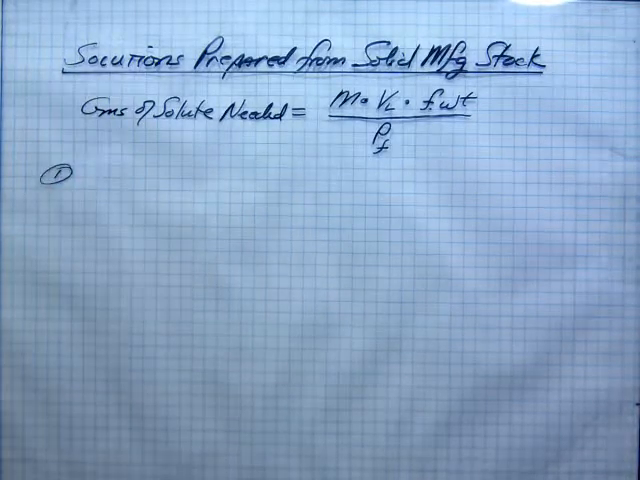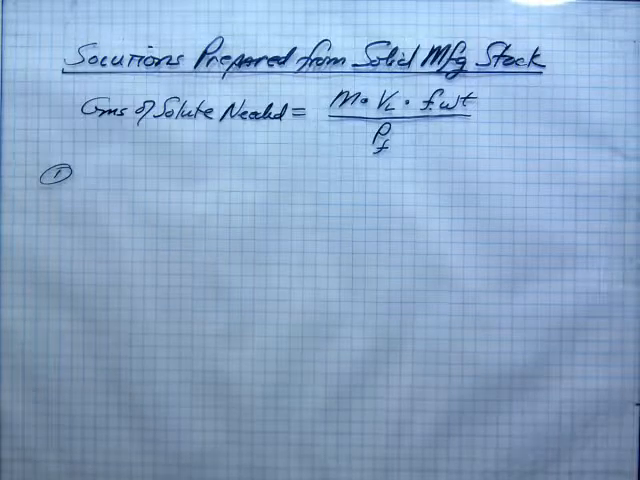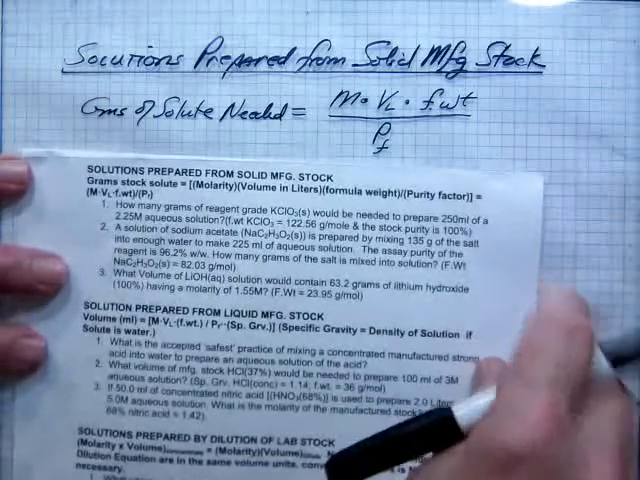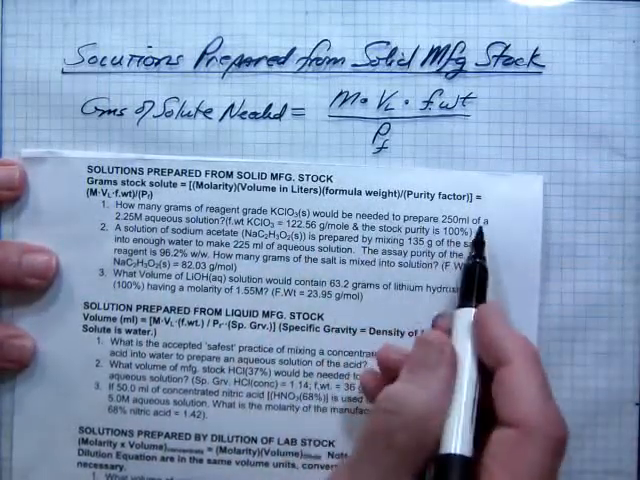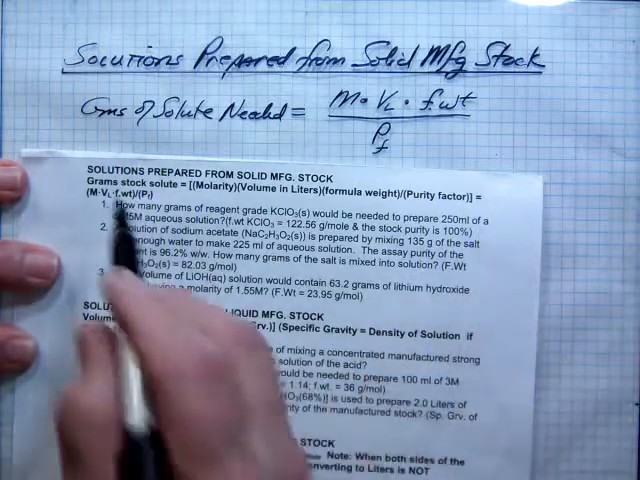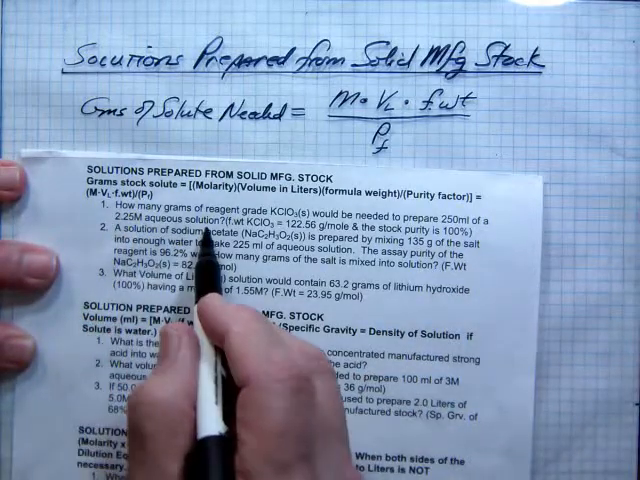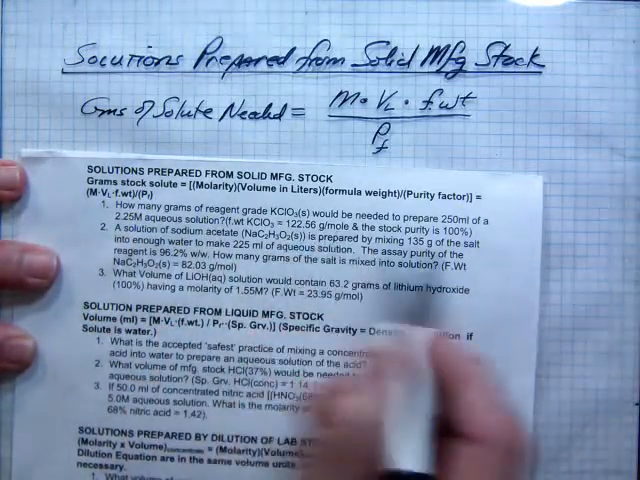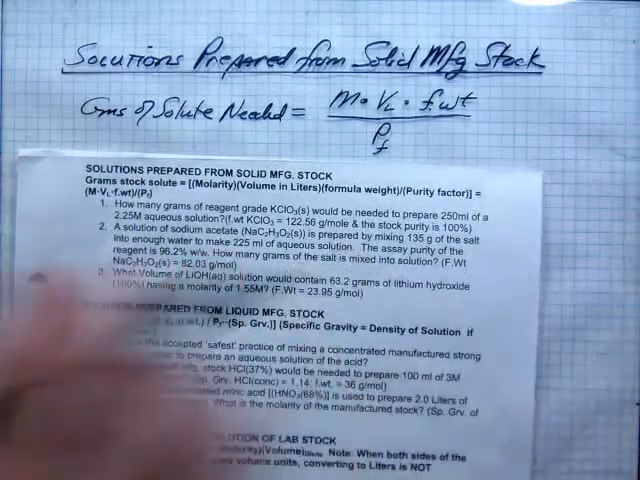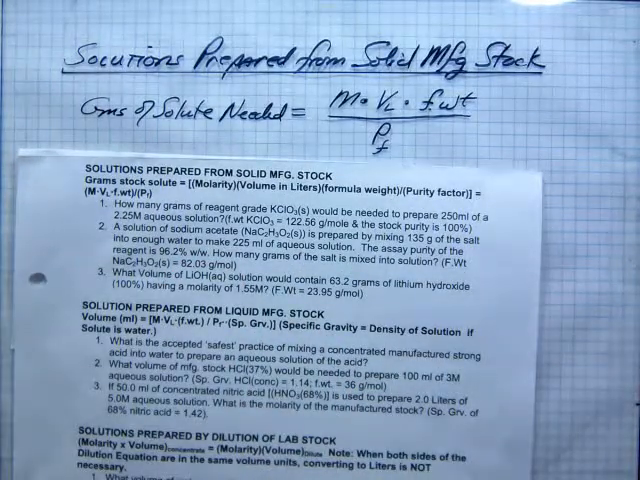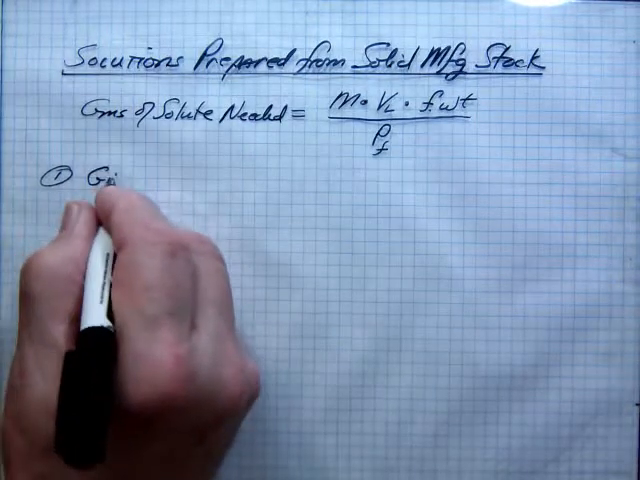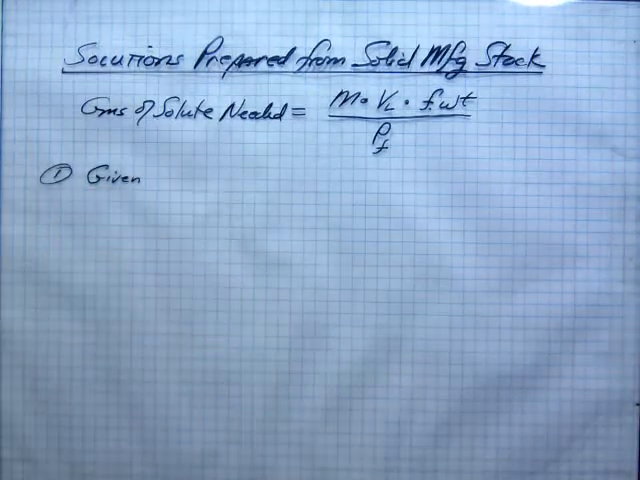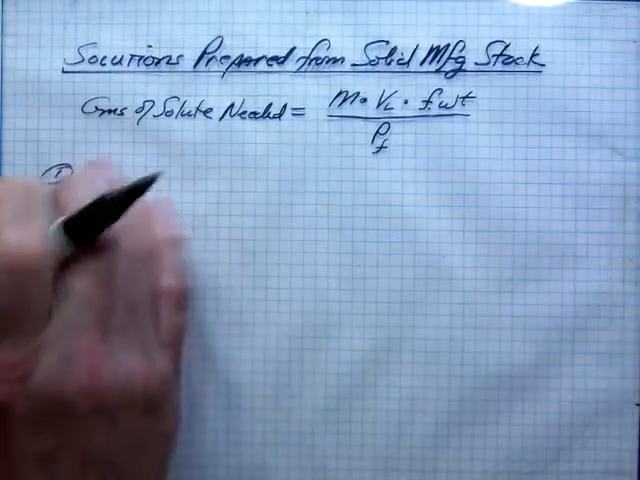So a practical question would be like number one. I'll put it up here so we can read it together. How many grams of reagent grade KClO3 would be needed to prepare 250 milliliters of a 2.25 molar aqueous solution? And then I'll give you the formula weight, and we'll assume the stock purity is 100%. Okay? So you are given, we'll put the question down first.